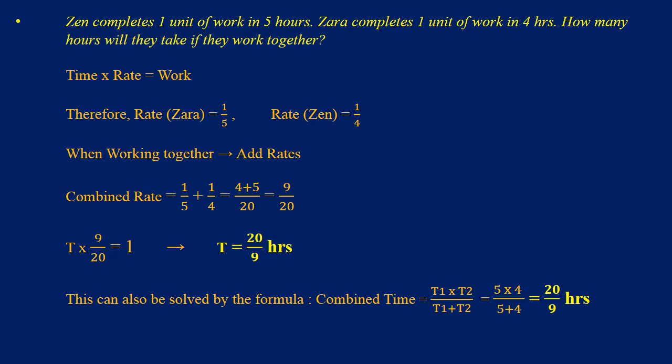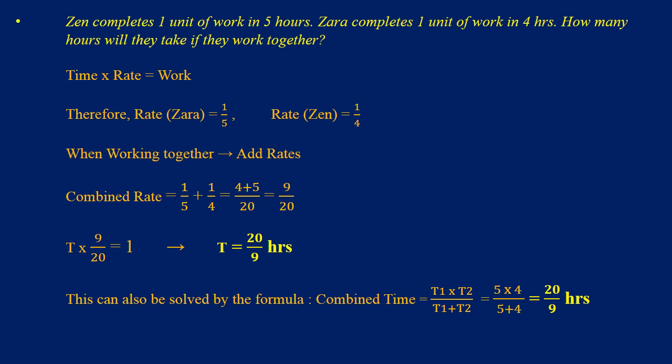Solving this, we get the time taken by both of them together as 20/9 hours, which is a little over 2 hours. Individually, they take 5 and 4 hours, but if they work together, they do the same work in a little over 2 hours.